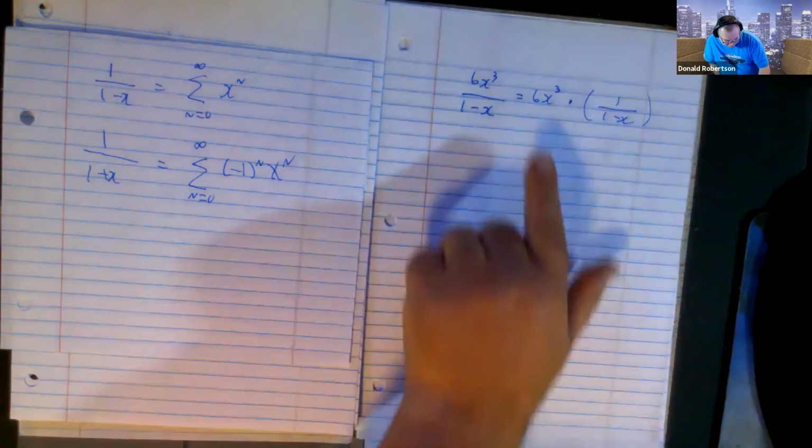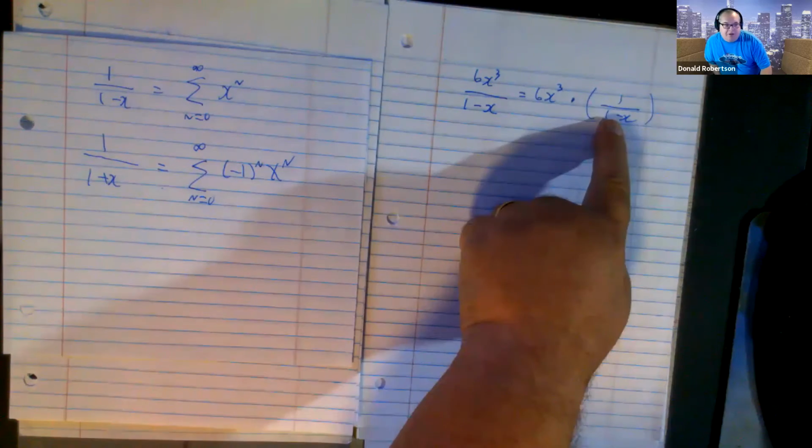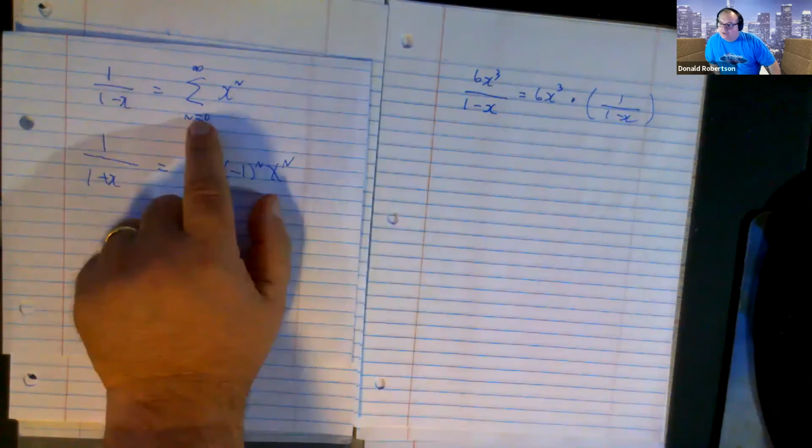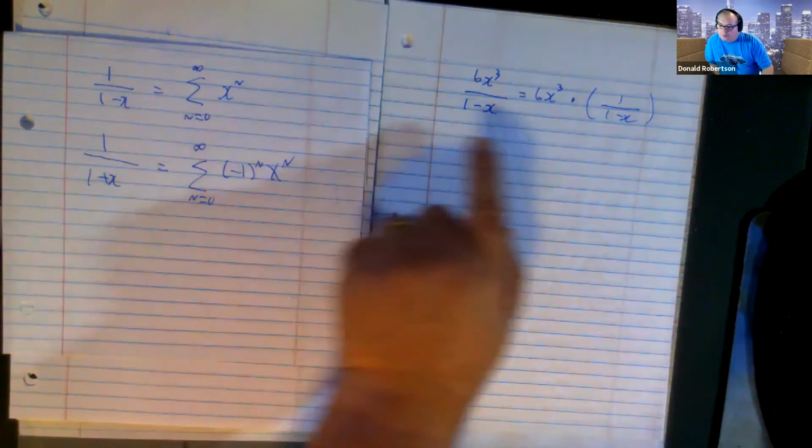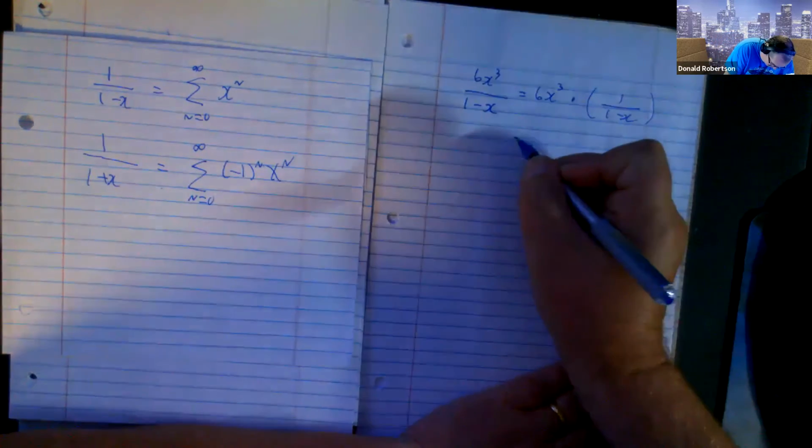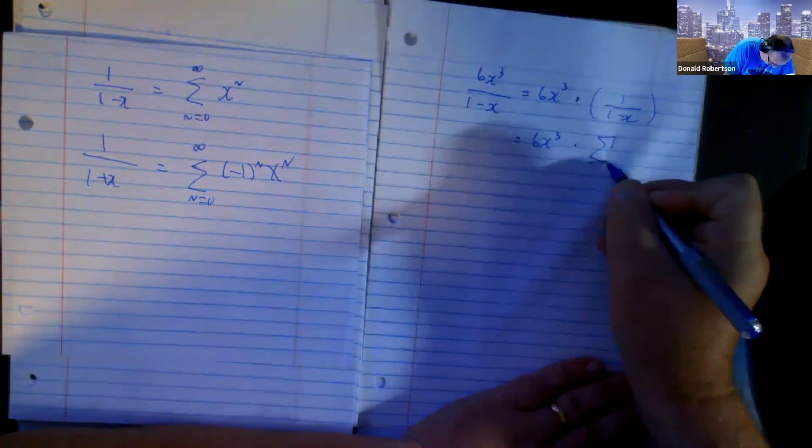You would do 6x cubed with that guy. I guess what you're trying to do here is isolate something that looks like one of these two guys. Now, in this case, that's a perfect match, right? I don't need to do anything else. I can just do a 1-for-1 swap. So we now have 6x cubed and the power series.